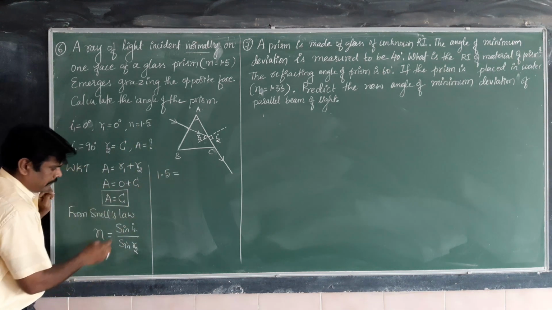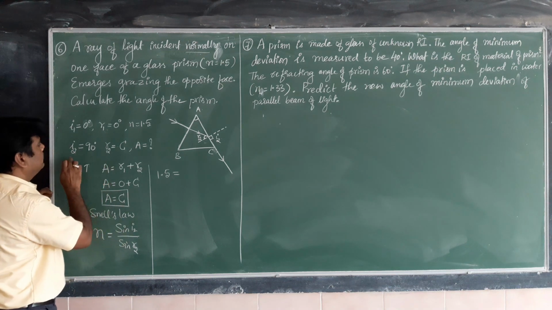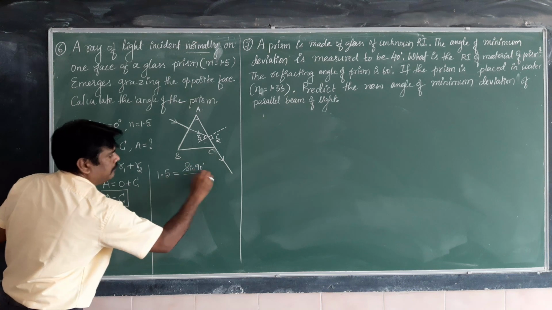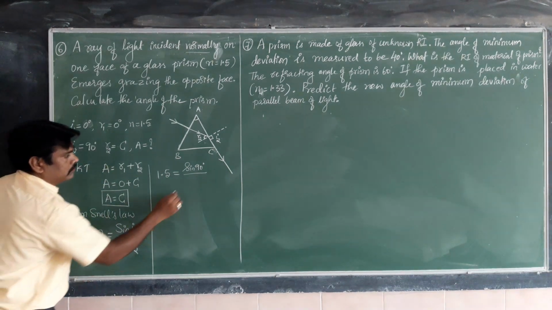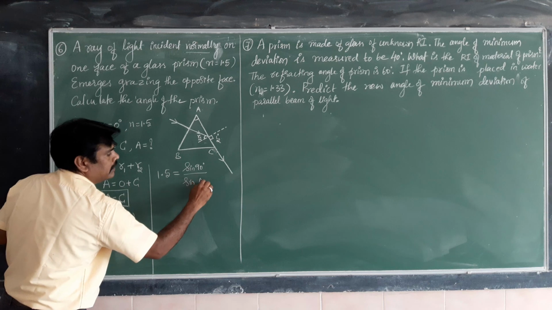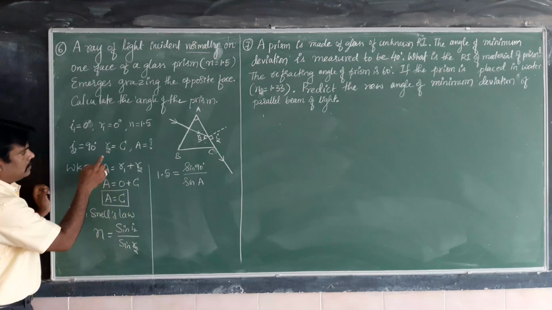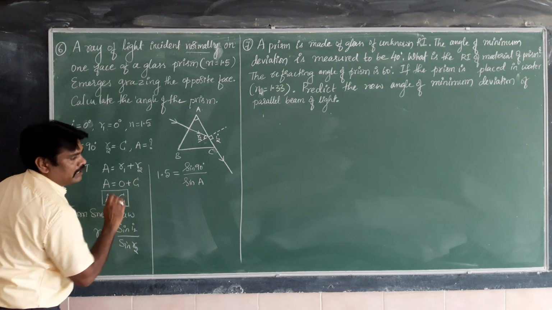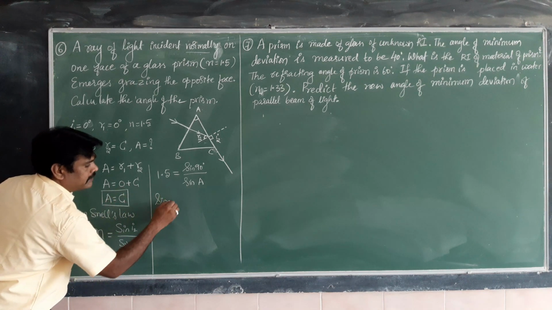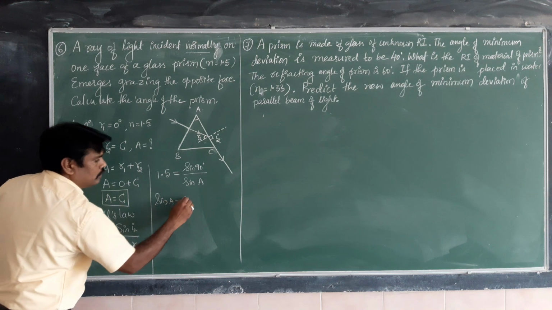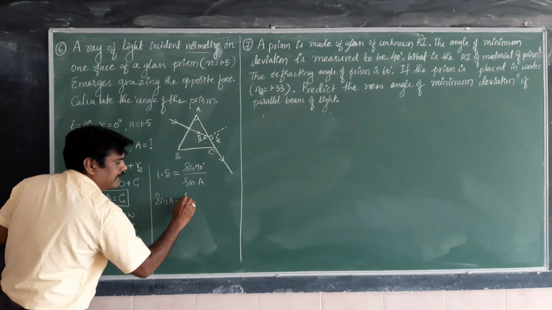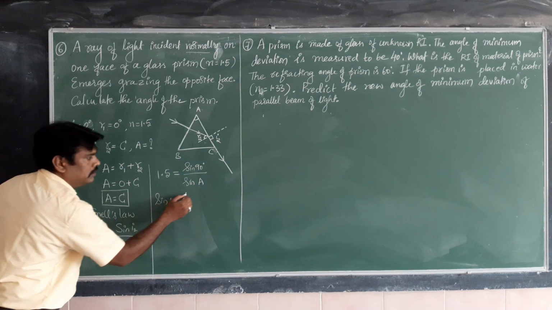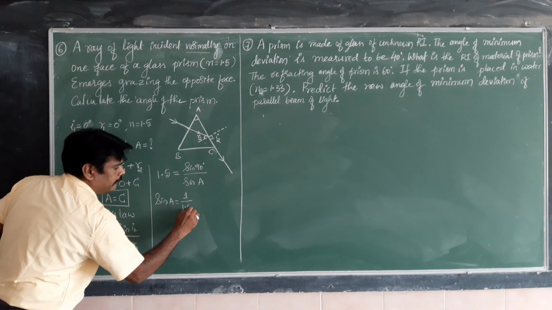1.5 is equal to sine I2, and I2 is 90 degree, so sine 90 degree divided by sine R2. Sine R2 is the angle of the prism because R2 is equal to C, and C is equal to A. That's why it is the angle of prism directly. Then if we simplify, sine A is equal to sine 90, which is a standard value. No need of taking any trigonometric tables because sine 90, you know, is 1, divided by 1.5.